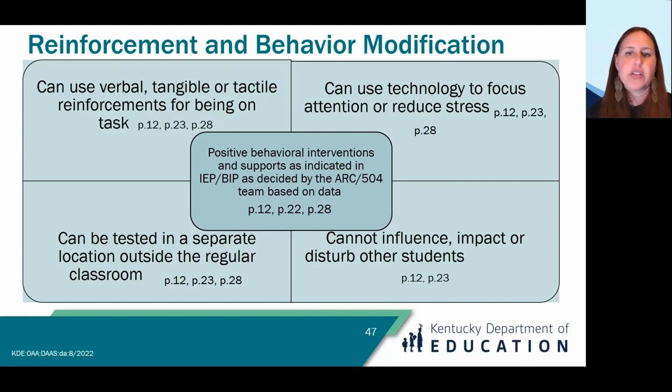Reinforcement and behavior modification strategies are allowed on state tests. This can include testing a student with behavior issues in a one-to-one environment to prevent disruption for other students. This is a local decision. Behavior modification or reinforcement can also involve using positive behavioral interventions and supports as indicated in a student's behavior intervention plan and/or IEP as decided by the ARC 504 team based on data.